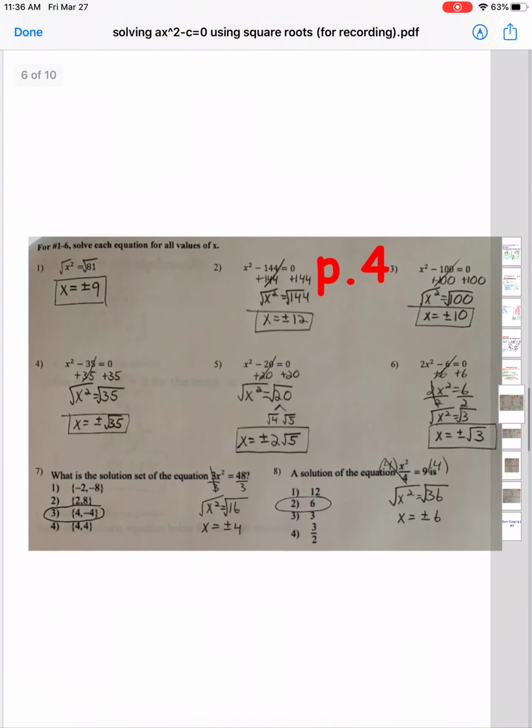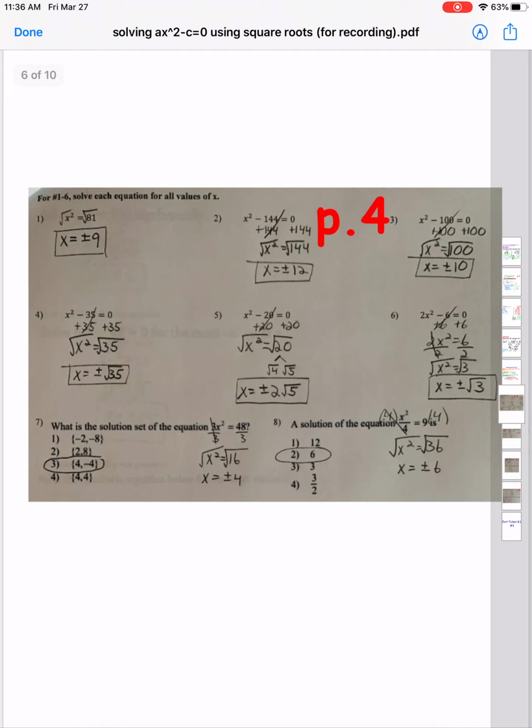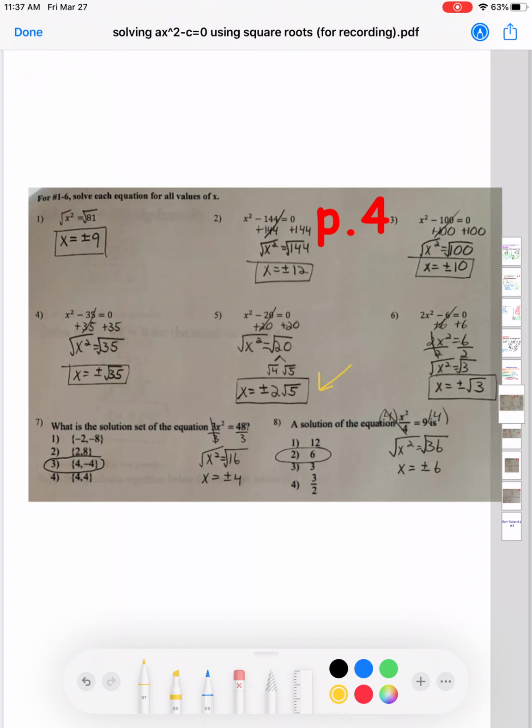Okay, so at this point, we're going to go over the answers for this lesson. So here are question numbers 1 through 8 on page 4. Notice the difference here in number 5. In number 5, you should have taken the time to go and split that into simplest radical form. If you just kept it as the square root of 20, that would not be fully simplified.